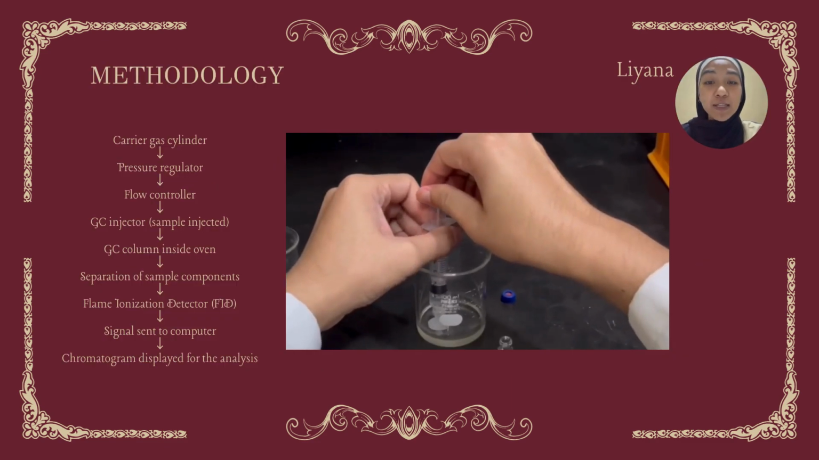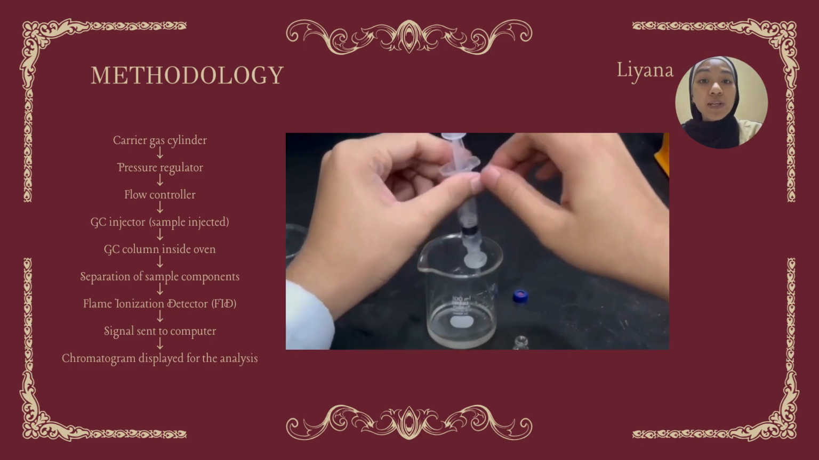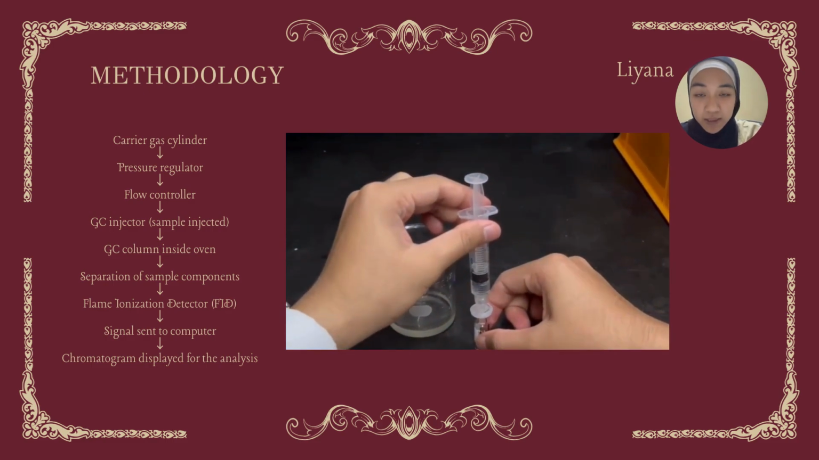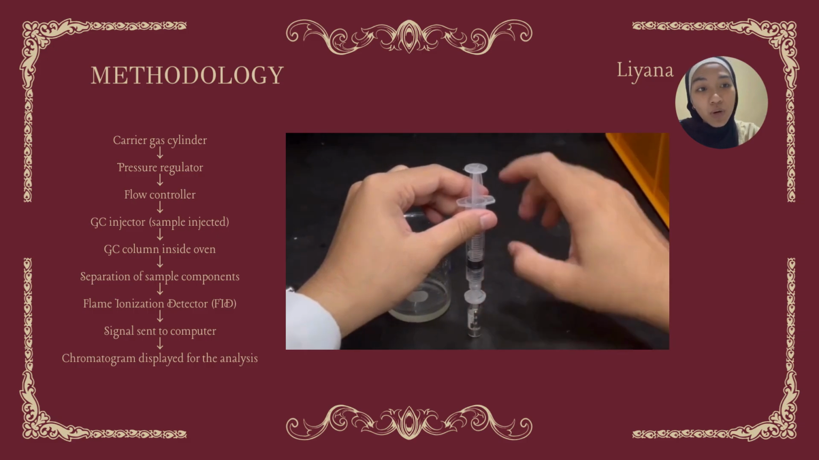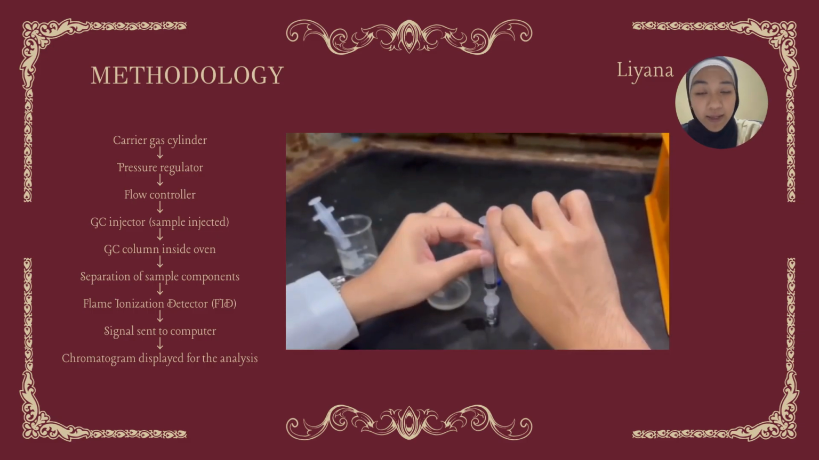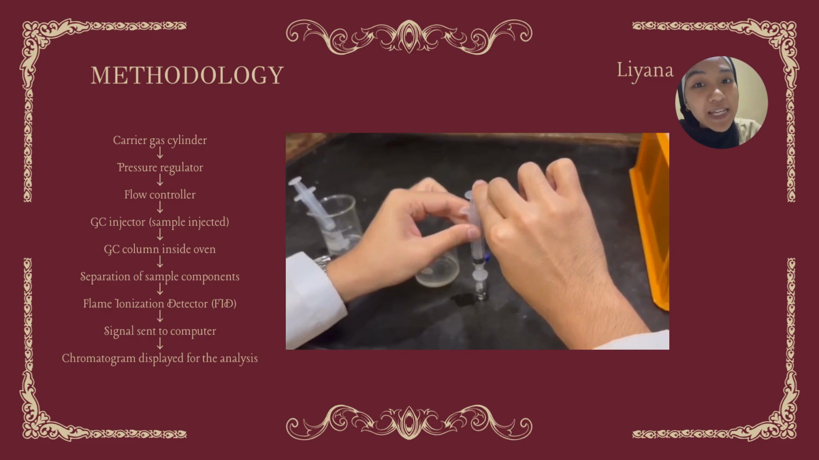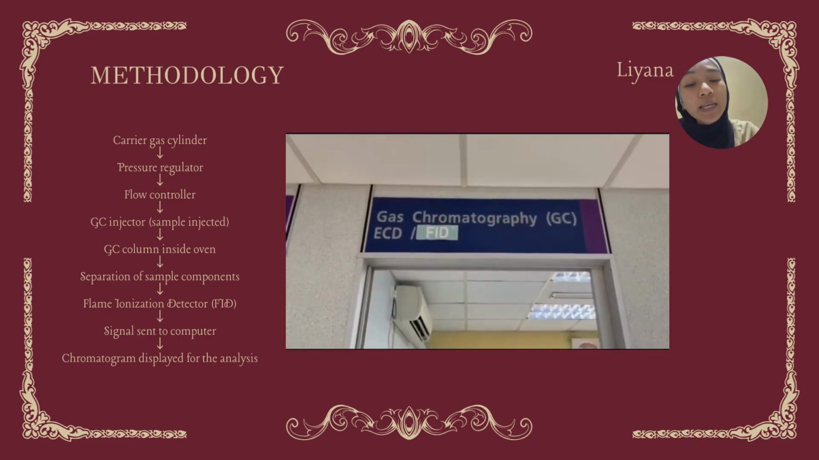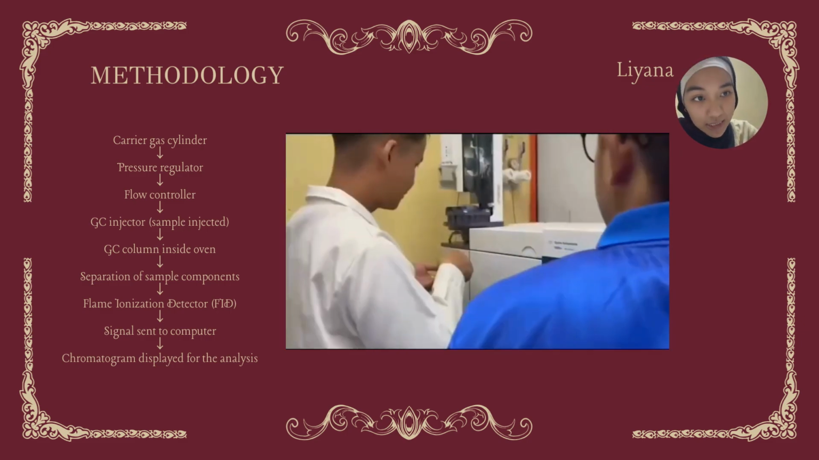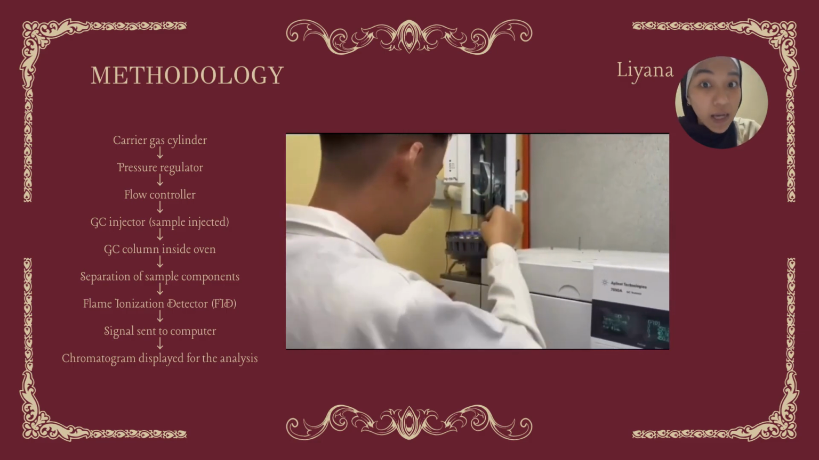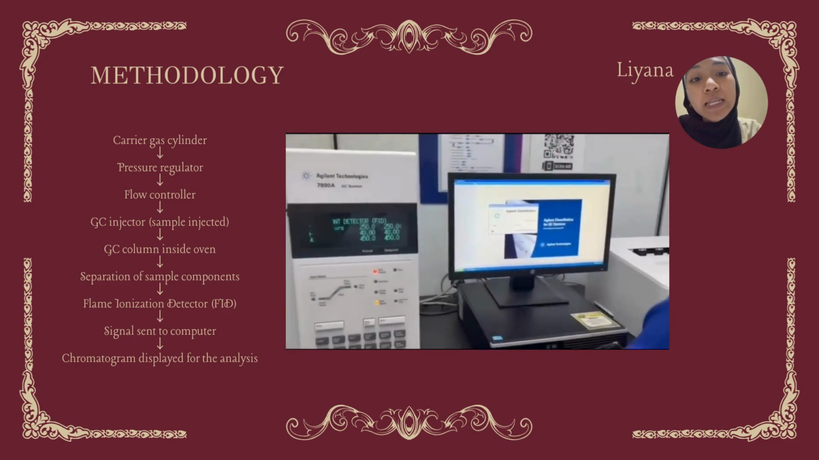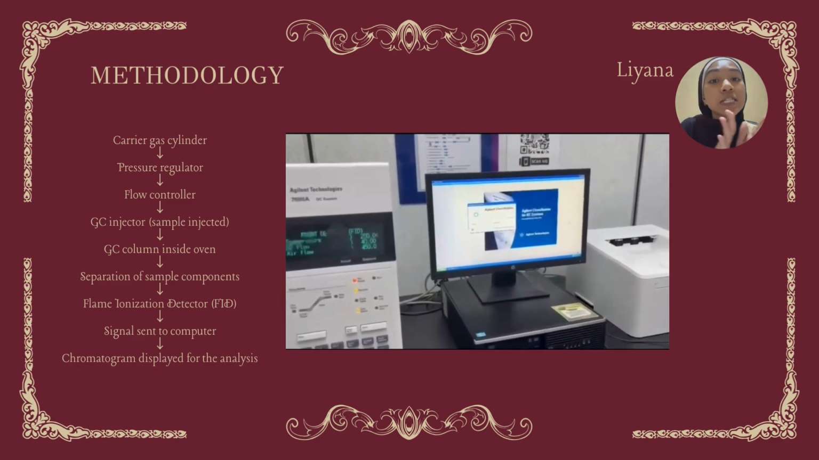For the methodology of the experiment, first of all is the sample handling. First, the syringe was rinsed with the sample to avoid any contamination, and then the syringe was filled with slightly more sample than the required volume. Air bubbles were checked and removed by gently tapping the syringe. Next, the syringe was held vertically with the needle pointing upward, and the plunger was slowly adjusted until the required volume was obtained at eye level. The excess sample was wiped off using a tissue, and finally the prepared sample was injected into the GC injector.